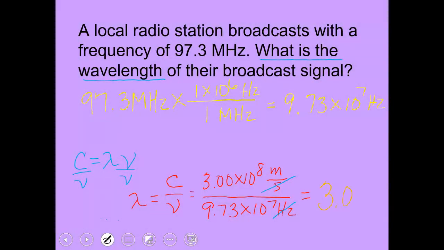I got 3.08, and I'm going to go back and use a different color. Sorry, a little tough to see. I was just trying to switch up colors, keep it fresh. But we get 3.08, and our unit is meters. So now we know the distance from peak to peak for the waves that are broadcast from that particular radio station. Okay. Now this concludes part 1 of the notes.